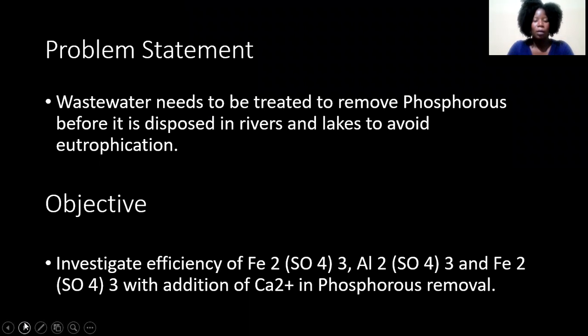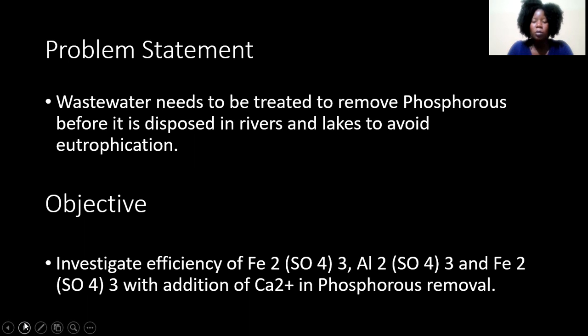So, a bit of background. Wastewater almost always has phosphorus present in it. Phosphorus can get into wastewater through fertilizers that are applied in agricultural fields and get into wastewater as runoff. It can also get into wastewater from the chemicals that we use to clean our bathrooms and many other sources.